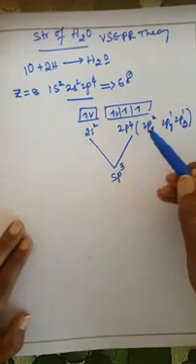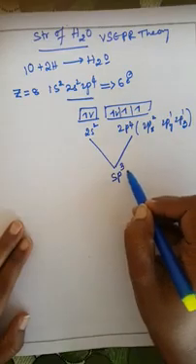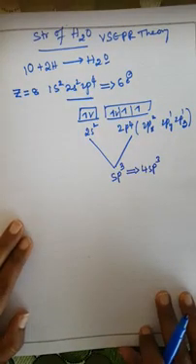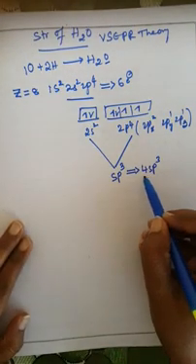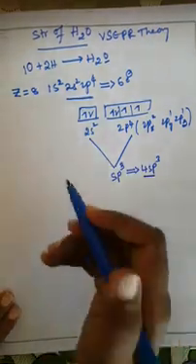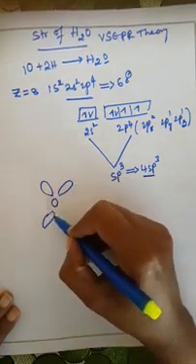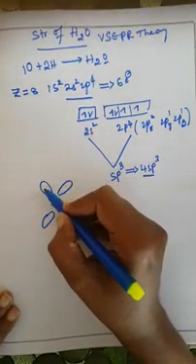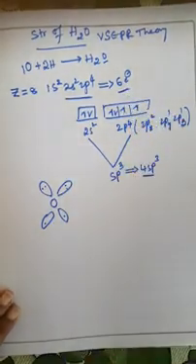One s atomic orbital and three p atomic orbitals combine to form sp3 hybridization, and there is a formation of 4 sp3 hybrid orbitals. Oxygen is the central atom and these are the 4 sp3 hybrid orbitals, which hold 6 electrons.